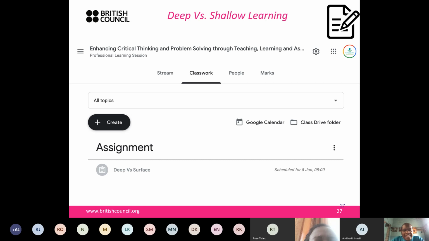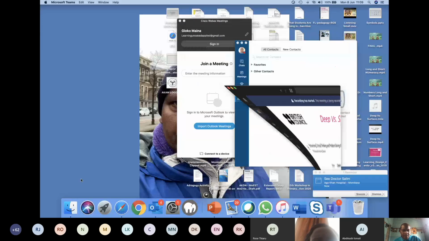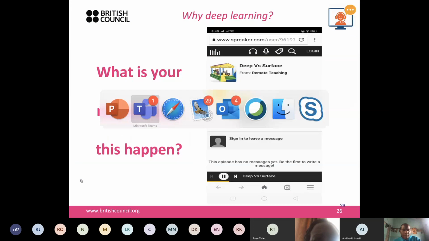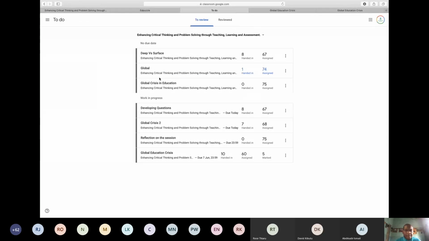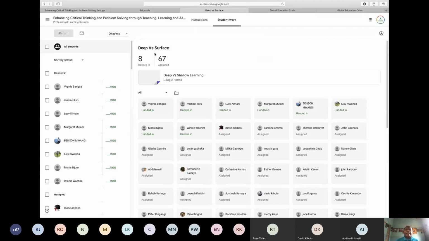So we were given an assignment again in the Google Classroom. And this assignment was a bit different because it was using Google Forms. So let me go to the class again live so that I demo what I'm talking about. It was showing the Google form. We are given an assignment. This is the assignment, and it gives a Google form. You can see 8 people have handed in.